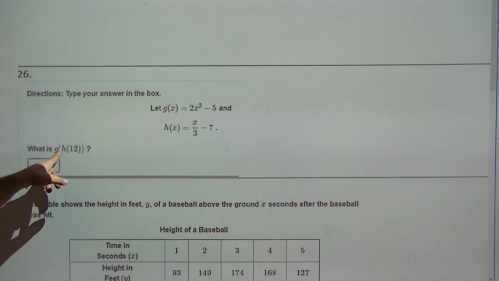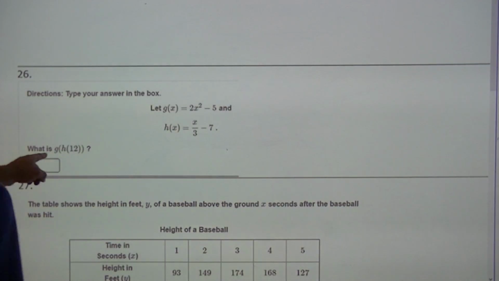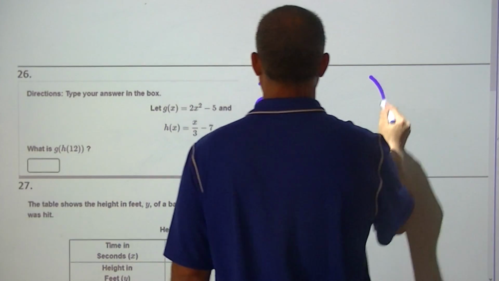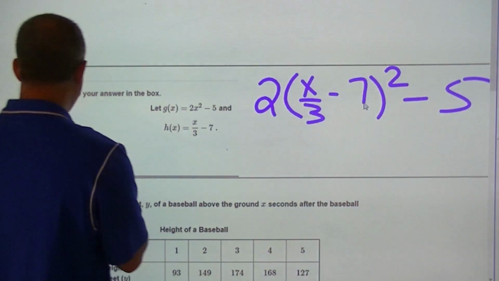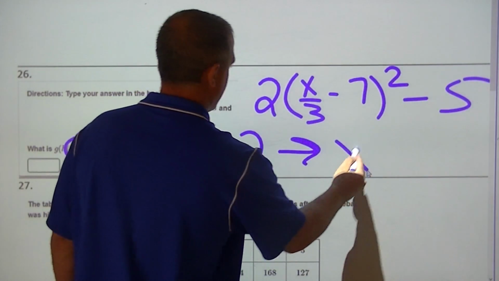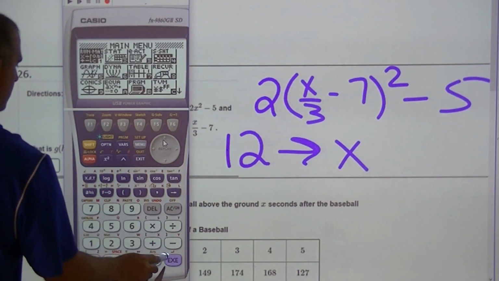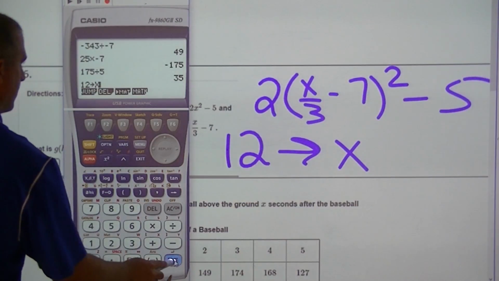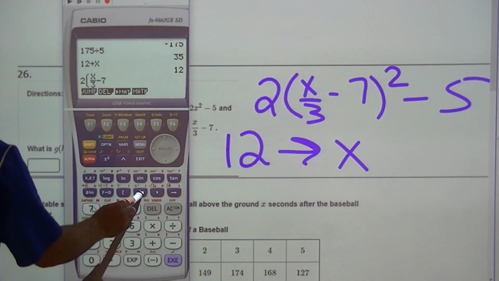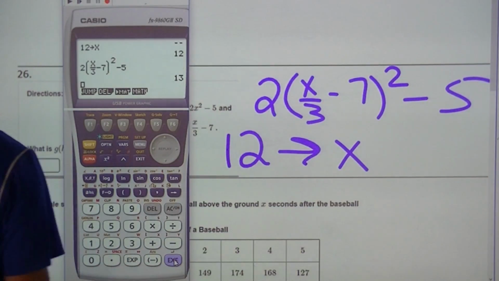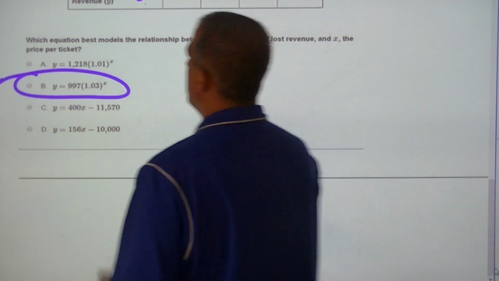26, okay, it's g of h of 12. Okay, g of h of 12. So this is the function I start with, is g. Okay, then I'm going to put inside h. Okay, and then because it has 12, what I'm going to do is I'm going to store 12 for x. Okay, so what I'm going to do here, okay, 12 store x. And I'm doing 2 parentheses, fraction button, x over 3 minus 7 squared minus 5. Okay, that's going to be 13 for my answer. Okay? All right, I've done that one. I've done that one. I'm good.